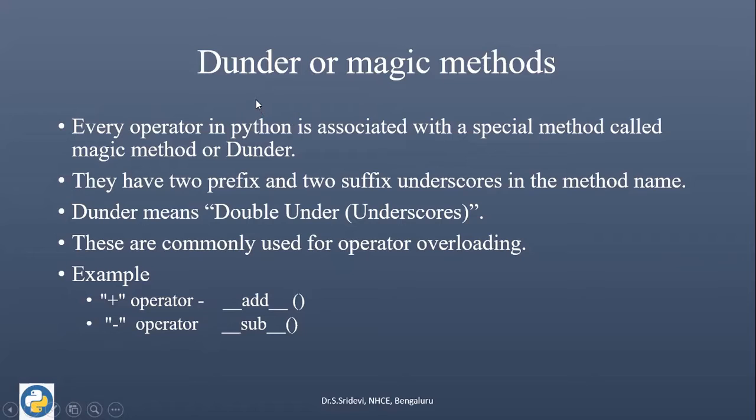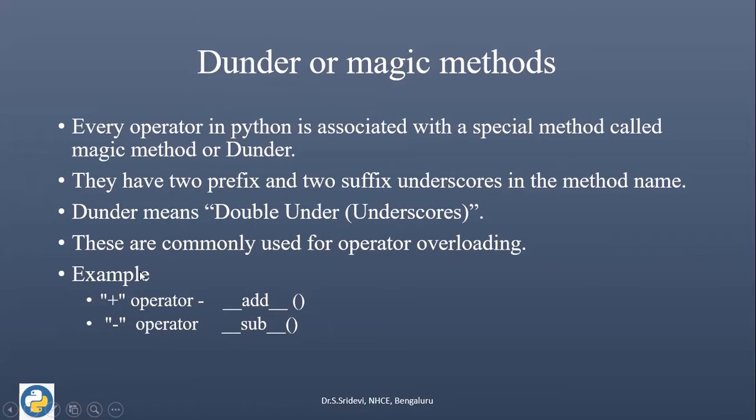Now let us see something known as dunder or magic methods. We can pronounce this as dunder or double under. Every operator in Python is associated with a special method known as a magic method, or dunder. These methods have a special way of representing their names: two prefix and two suffix underscores in the method name. Dunder means double under, that is, double underscore. These methods are commonly used for operator overloading. We will see what operator overloading is later.